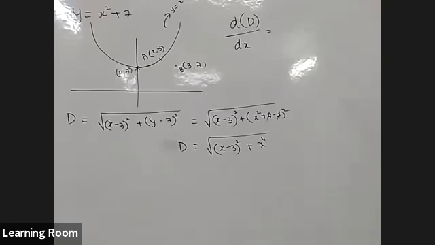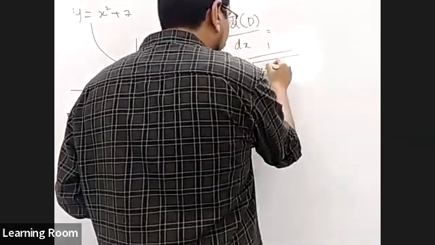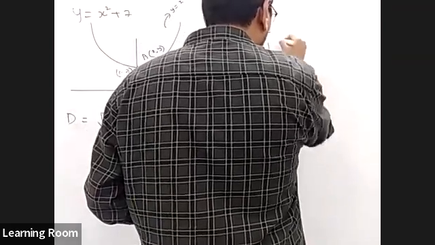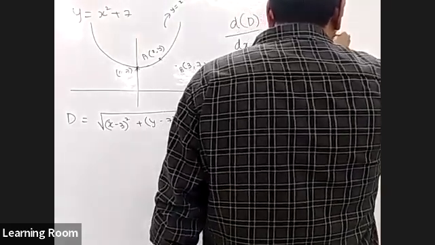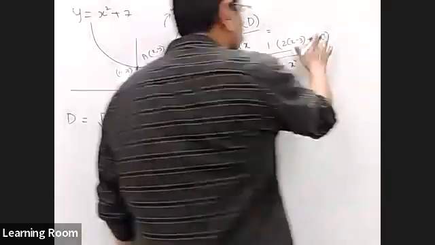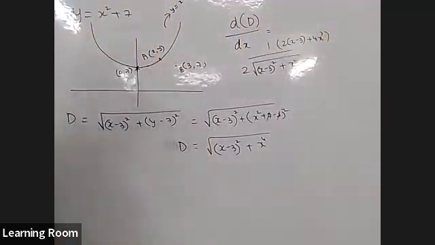What an answer. The derivative is 1 by 2 root of x minus 3 the whole square plus x power 4, into 2 into x minus 3 plus 4 into x cube. Correct? Okay, so apart from that, everything is fine. This is the expression everybody got?